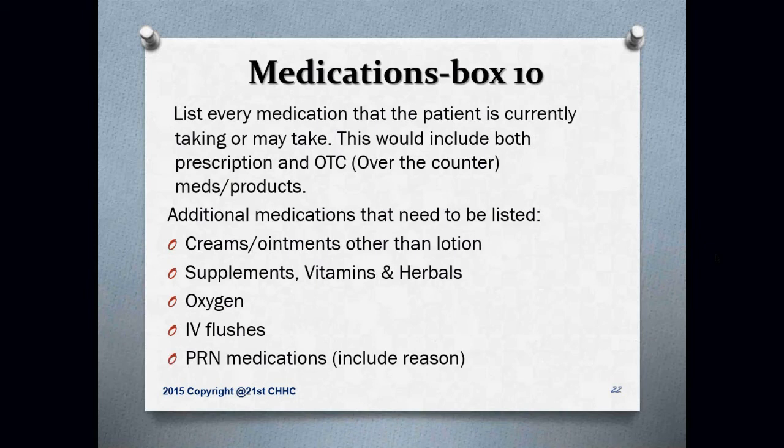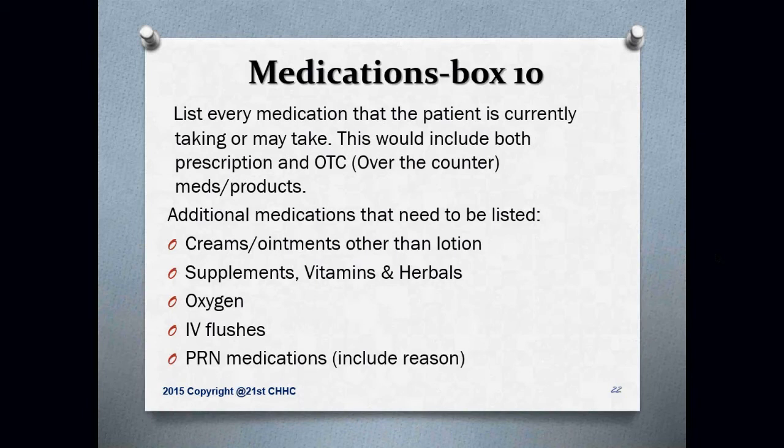Box 10 is the medication box. And we talked about that briefly. Make sure all the medications that the patient's currently taking or may take, if it's a PRN medicine, is included on there. Prescription, over-the-counter, and that might be, like I said, herbals. It might be supplements. It might be vitamins. It could be prescription creams and ointments. It might be Neosporin, something of that nature, oxygen.